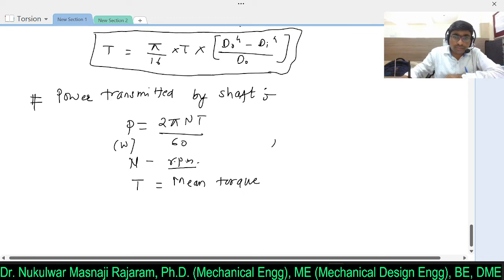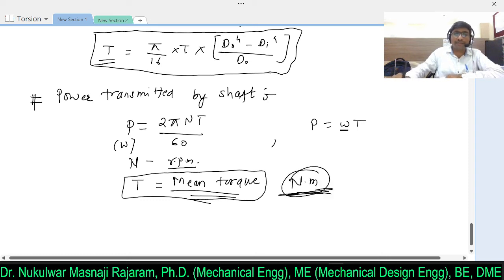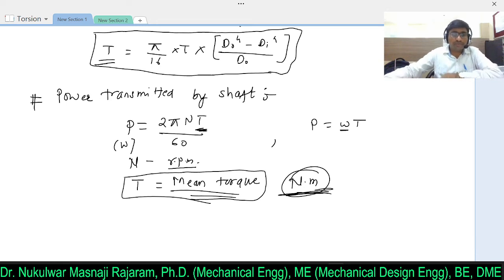Clear? So this equation can be written, power is equal to omega T. So this is angular speed, which is 2 pi N divided by 60. However, this is very important, please remember, this is the mean torque, and this is the maximum torque. Clear? So this is the mean torque in Newton meter. Always consider this unit, Newton meter. When you consider power in watt, the unit of torque is Newton meter. Clear? So this is a very important topic we must consider.